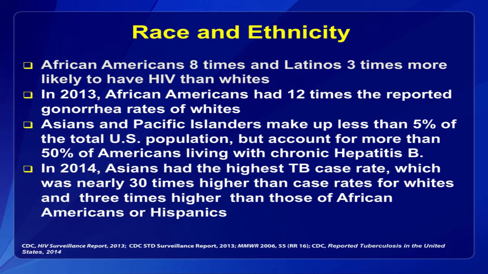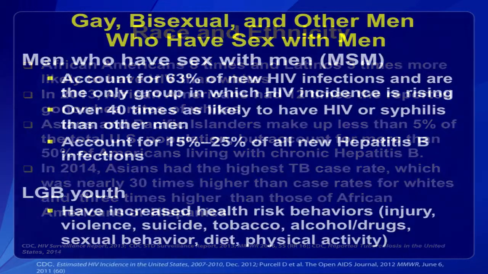Asian and Pacific Islanders make up less than 5% of the total US population, but account for more than 50% of Americans living with chronic hepatitis B. In 2014, Asians had the highest TB case rate, which was nearly 30 times higher than the case rates for whites and 3 times higher than for African Americans or Hispanics.